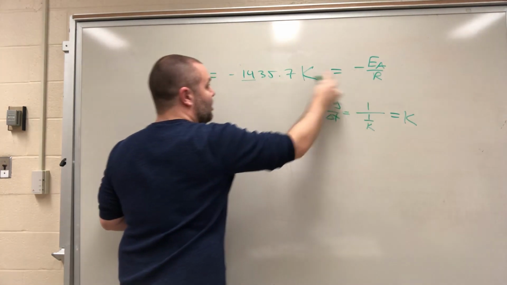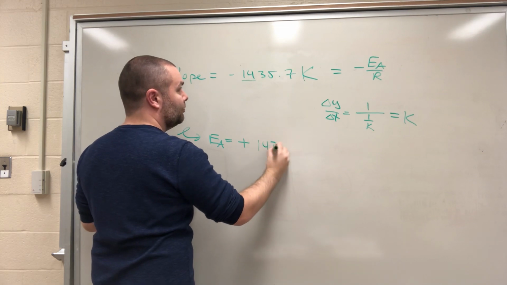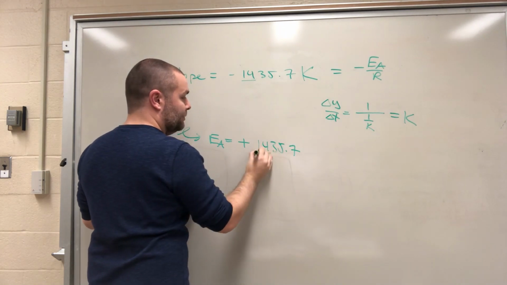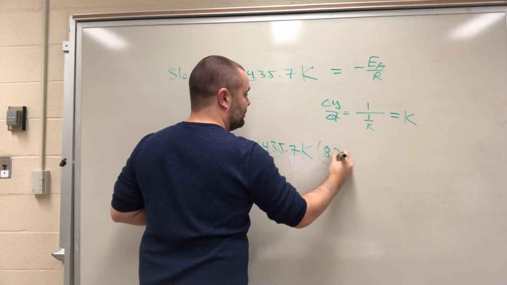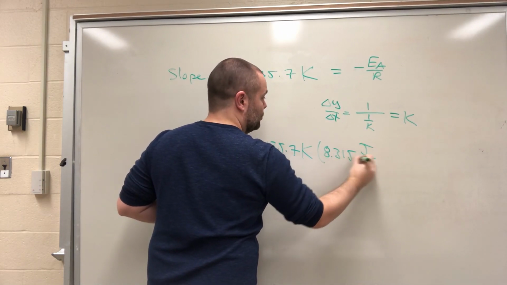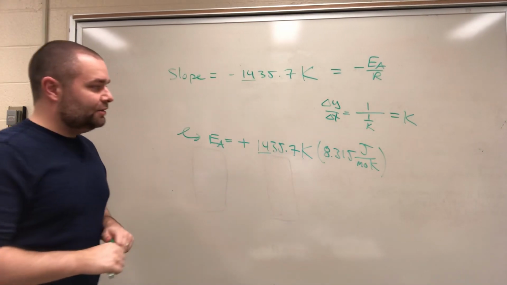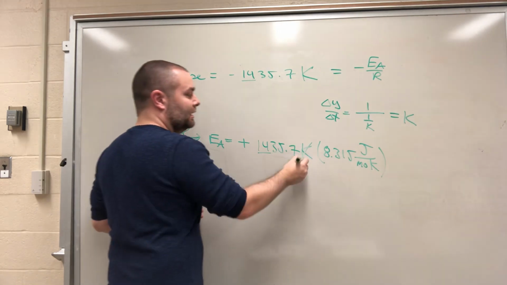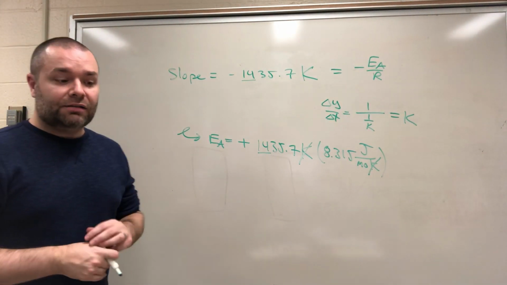Then I have to take R and multiply it by this. So I'm going to have 1435.7, with two significant figures, Kelvin, times 8.315 joules per mole Kelvin. And then what we'll see here is we get out units that make sense. The Kelvin and the Kelvin cancel. Let's plug this into your calculator.